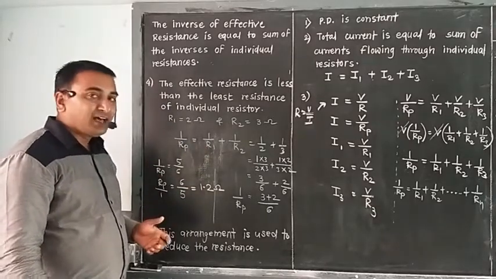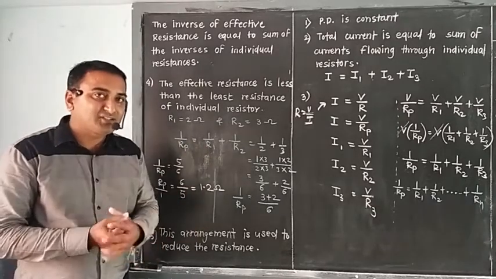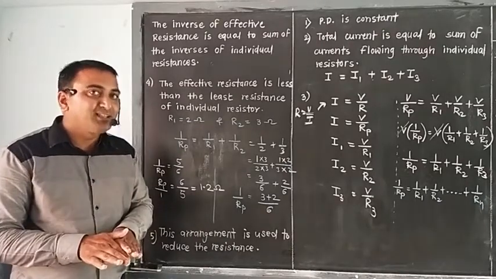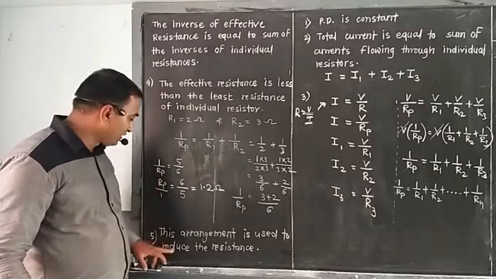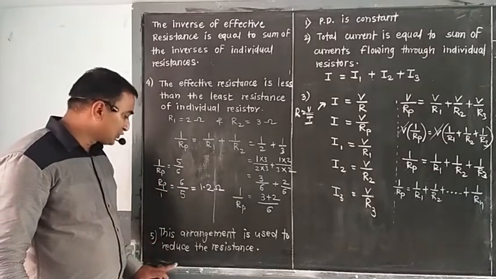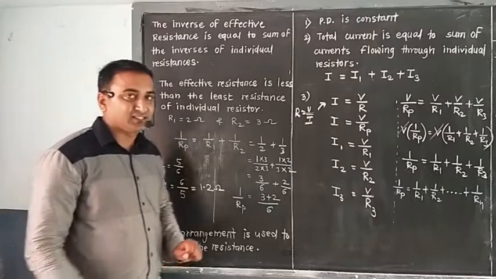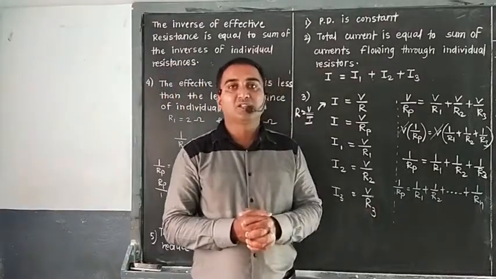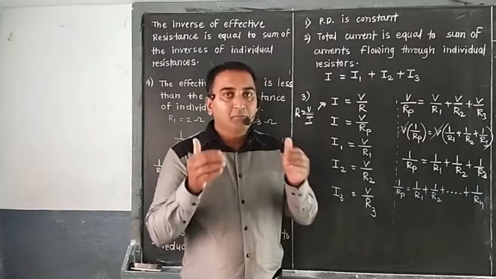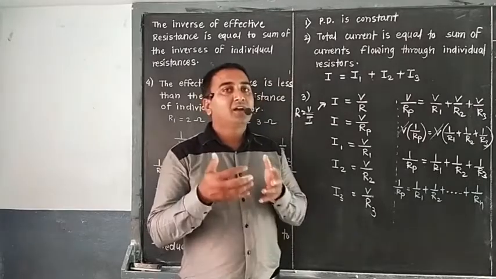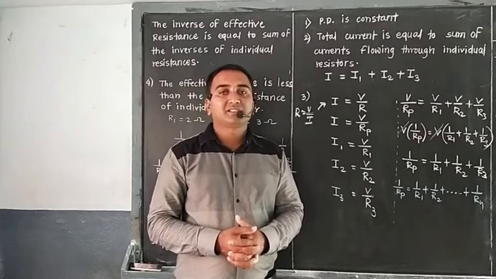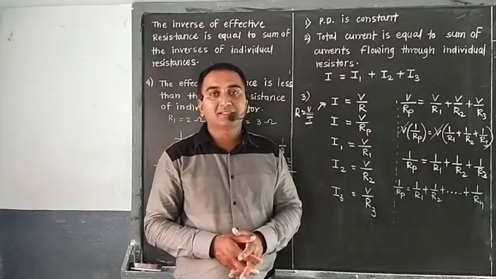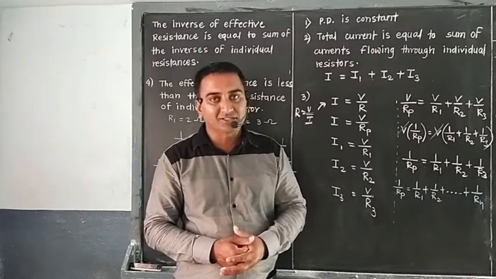And see here, if you have bigger resistors of more resistance and you want to decrease the resistance, then definitely this combination is useful. So this arrangement is used to reduce the resistance. In our homes, all the appliances we are using are connected in parallel combination, so the resistance gets decreased and we get more current. Examples and the remaining things we will discuss in the next session. Thank you.